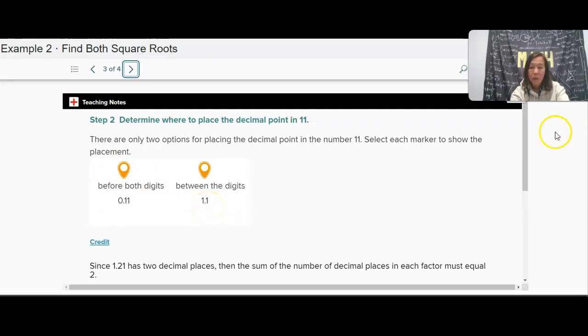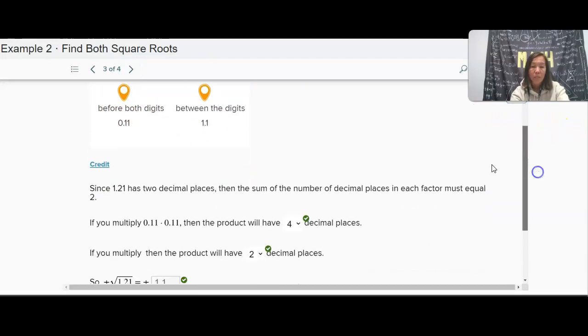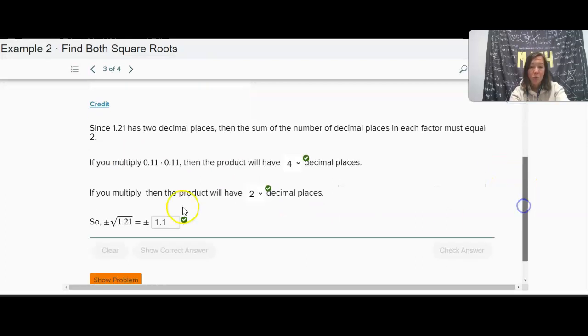But if you think about it, when we multiply decimals, if I do 0.11 times 0.11, that would be 4 total decimal places, right? But our number that we're taking the square root of only has 2 decimal places. So it has to be 1.1 times 1.1 to have the decimal 2 places here. And again, the positive and negative, it's just the same thing. It just means that our answer is positive and negative 1.1 instead of just 1.1.